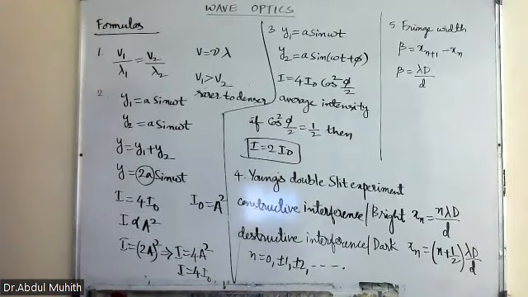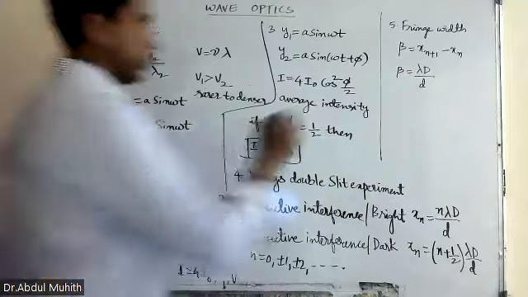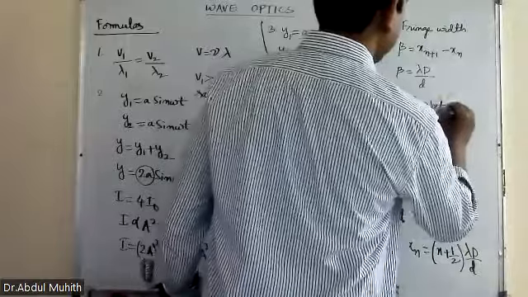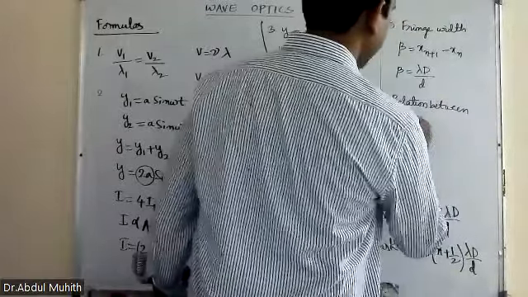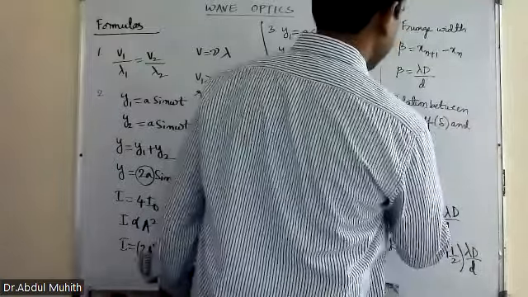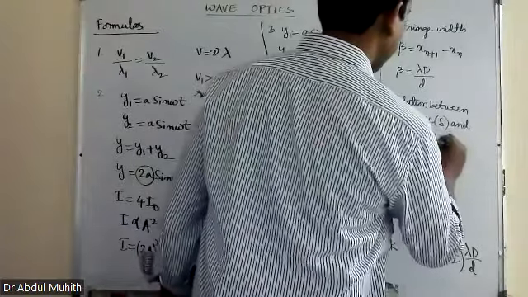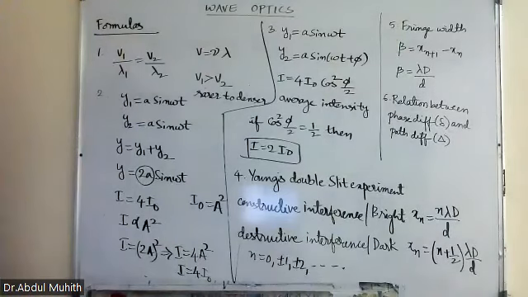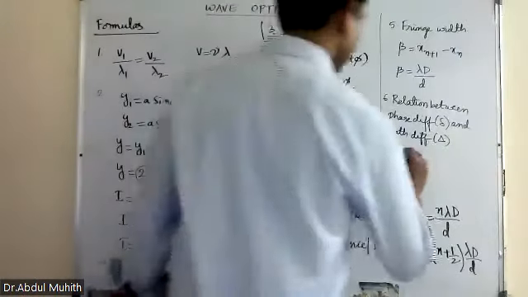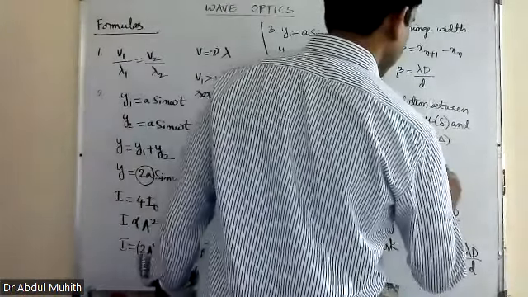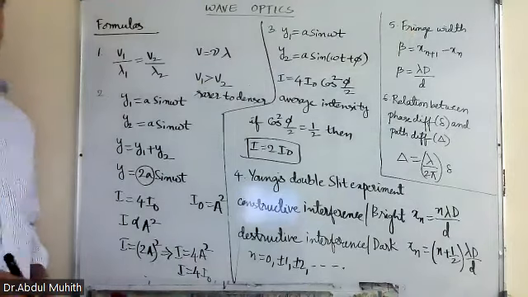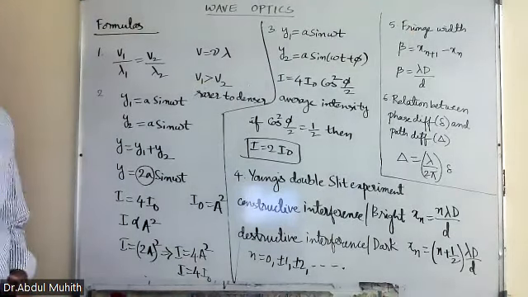So here is the relation between phase difference and path difference. Next one: relation between phase difference small delta and path difference capital delta. What is the formula here? The formula for this is capital delta is equal to lambda by 2 pi into small delta. This is the formula, the relation between phase difference and path difference. Okay, copy this one.